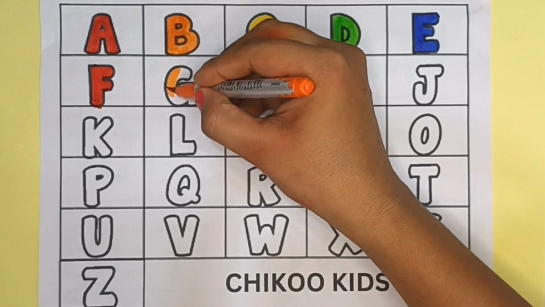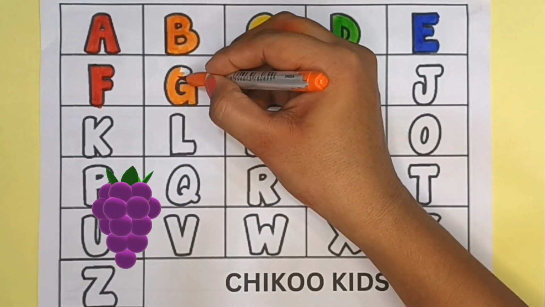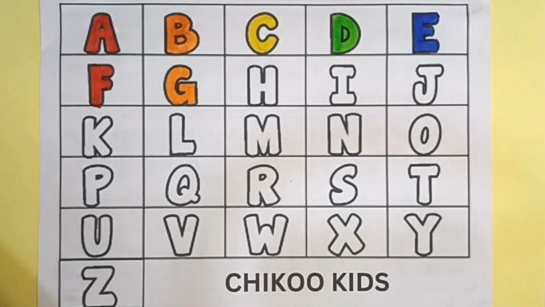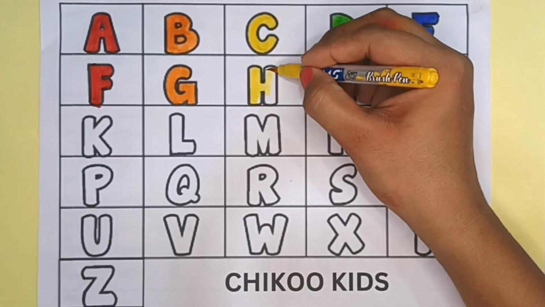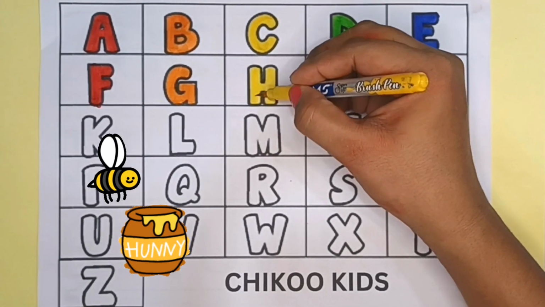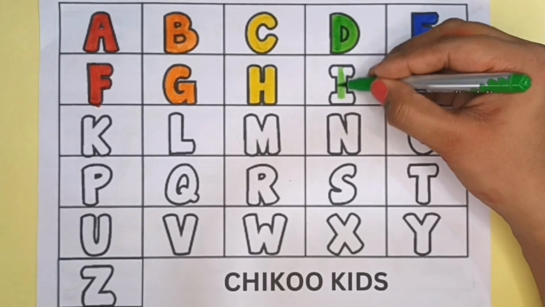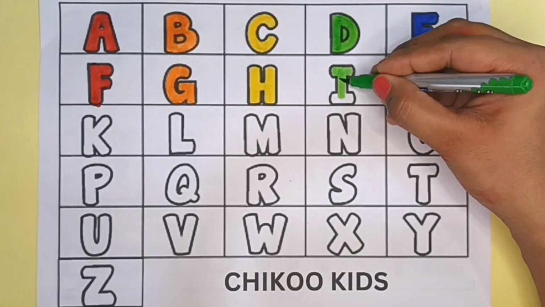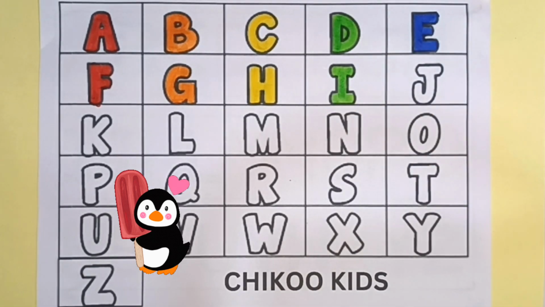G for grapes, orange color. H for honey, yellow color. I for ice cream, green color.